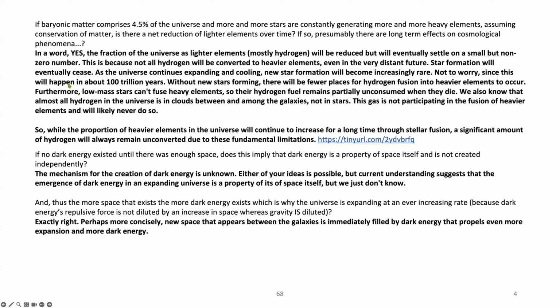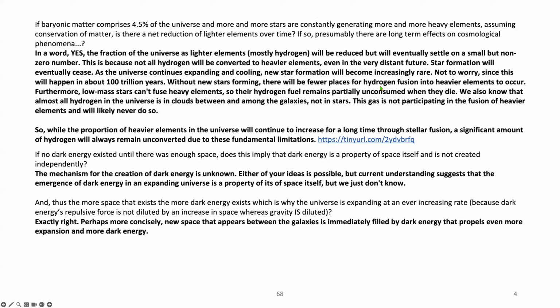And star formation, in the far future, is going to stop. The universe is going to be so enormous that gas that would otherwise collect to form stars just won't be able to do that. The gravitational attraction will be too small, and new stars will not be forming. We're talking about way in the future, 100 trillion years or so. So there will be fewer places for heavy elements to be formed.